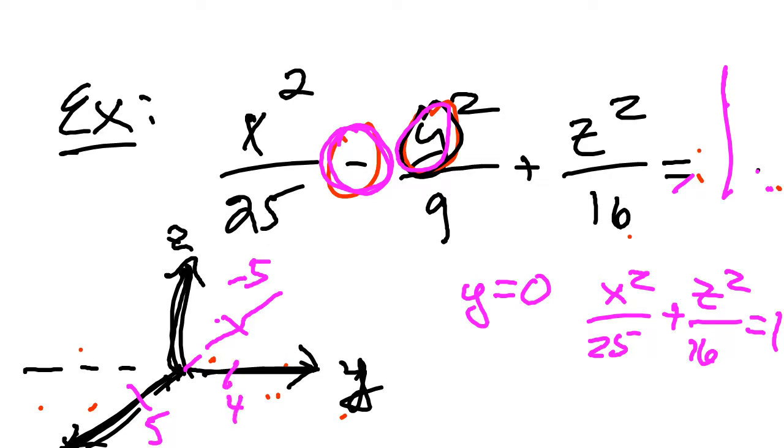No, z, not, let's see. So if x is 0, then we get a z. So it's up 4. Sorry, I need to erase that. I didn't mean to put that one there. So if z is 0, x is 5, right? Because 5 squared over 25, or minus 5. And then if x is 0, z is 4, or minus 4. So I go down here, minus 4. Okay, let me change that here to minus 4.